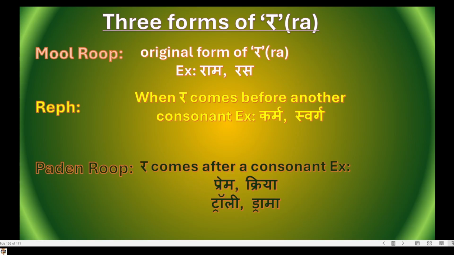Now, Ka plus Ra makes it Kra. Since we have an E ki matra here, it becomes Kri. Kri and Ya join and form Kriya.